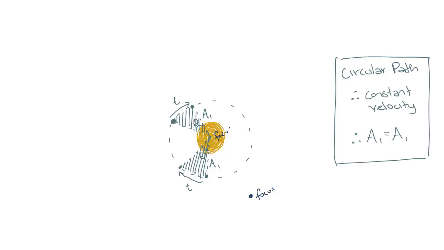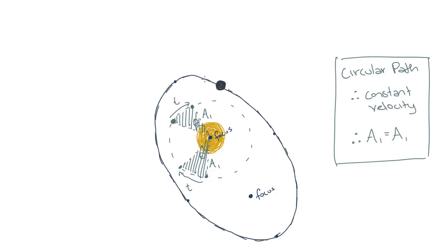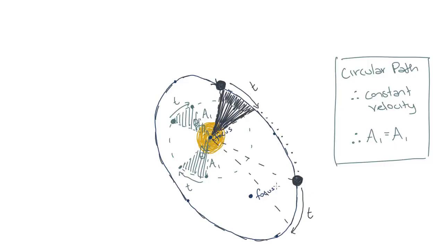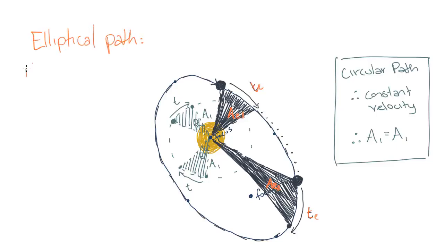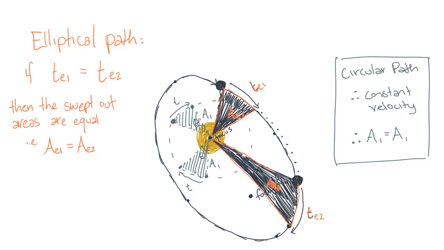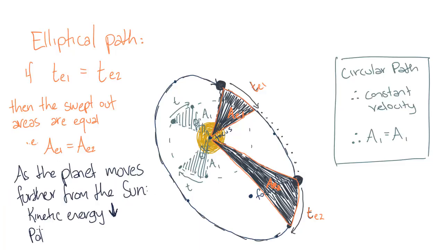However, for an elliptical path, the planets will not be traveling at a constant speed, so it's not obvious that equal areas would be swept out. But this is exactly what Kepler's second law tells us. A planet must also travel further along the path when it is closer to the Sun to sweep out an equal area. Therefore, Kepler's second law also tells us that a planet moves faster when it's closer to the Sun. We already know this is true from conservation of energy. As the planet moves further away from the Sun, the kinetic energy decreases as the potential energy increases.